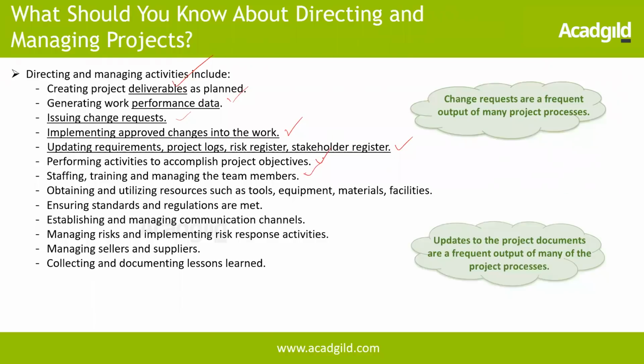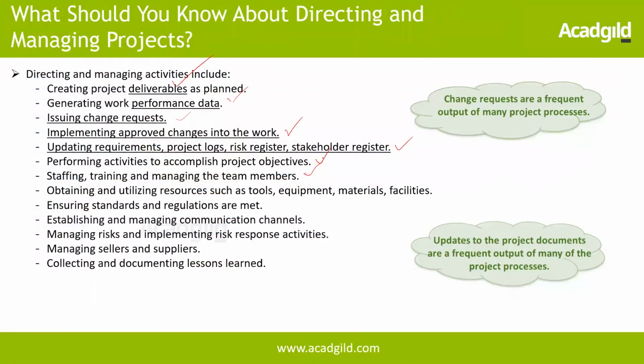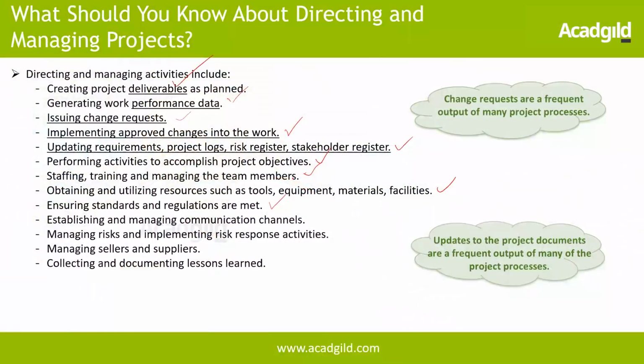Then of course the training. It's not about just going and assigning activities and getting things done. So what is it that a project manager enables the team to do? By providing training, which we'll be talking more about in resource management. Obtaining and utilizing resources such as tools, equipment, material, facilities. Ensuring standards and regulations are met. So this is where we plan for standards, to make use of the standards, but when we execute, we need to follow the standards. Establishing and managing communication channels, managing risks and implementing risk response activities.